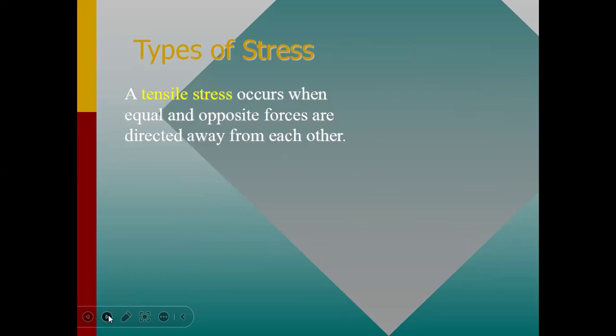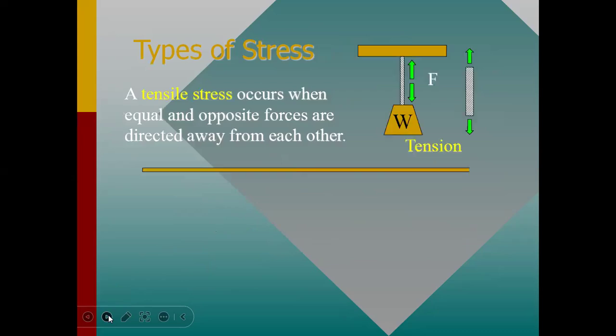So types of stress. The tensile stress occurs when the equal and opposite forces are directed away from each other, and this is actually tension. The weight W and force F are applied here, then the tension occurs.